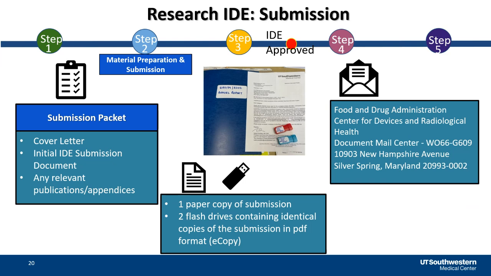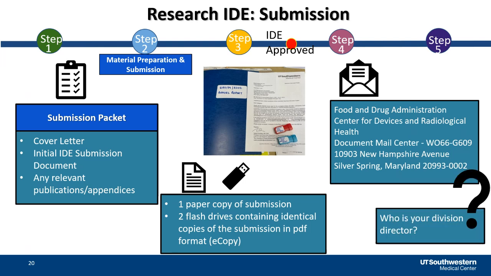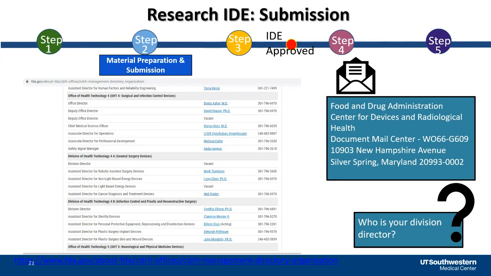So this is a central document control center where all IDE documents are sent, and then they're processed by the FDA to go to the right department. The only thing you need to determine is who the division director you are going to address your cover letter to is. So you can go onto the FDA website through the link below, and they have a list of all of the divisions. So you can see here we have surgical, we have infection control, we have neurological devices, and basically work out which division your application best fits into and address your letter to that director.